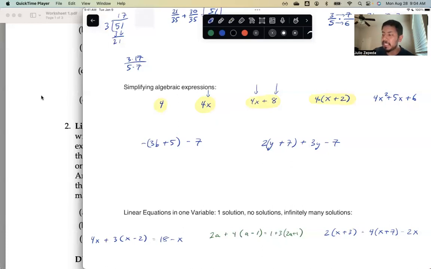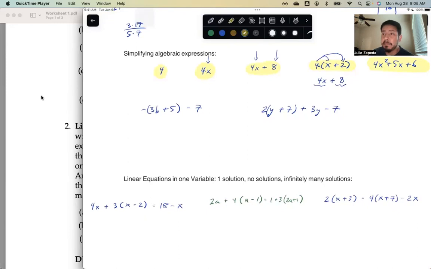Now this one here, we can actually simplify the expression by distributing the 4. And we'll see why we might want to do this later. If we multiply the 4, now we have an equivalent expression, but it has 2 terms, 4x and 8. Okay. All right. And then one of the more complicated expressions here on this page is this quadratic here. All right.